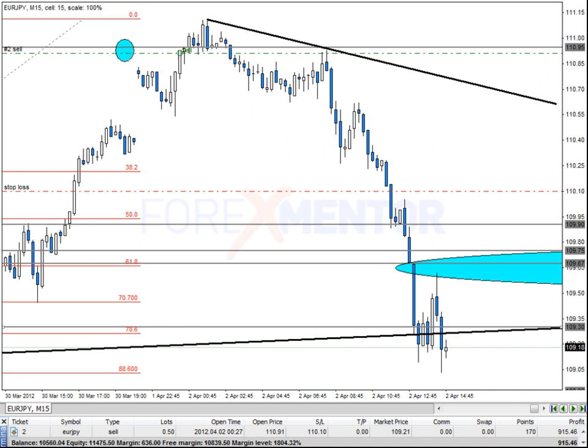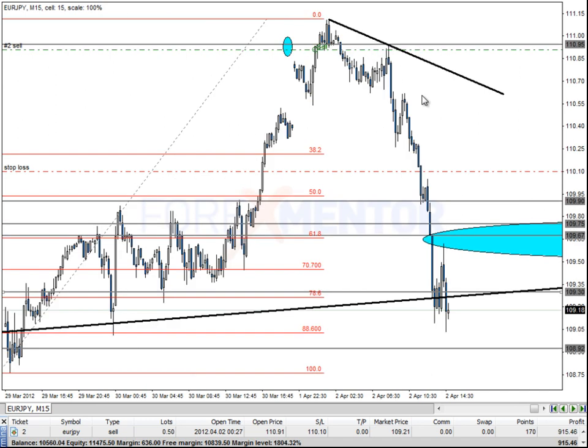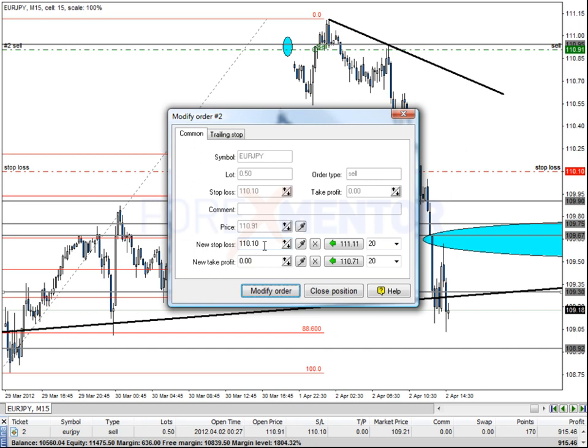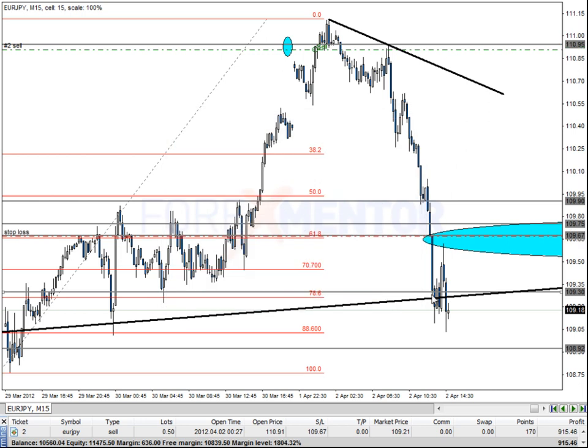Up 170 pips. Remember, we're at 40, so it's not a bad deal. We've got this swing high here. What I'm going to do is just move my stop to just above this swing high. So 109.67 I think is the area I want to move that down to. 109.67. Okay, we'll see if you can get a big runner.